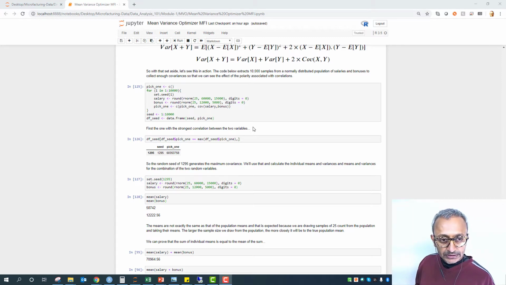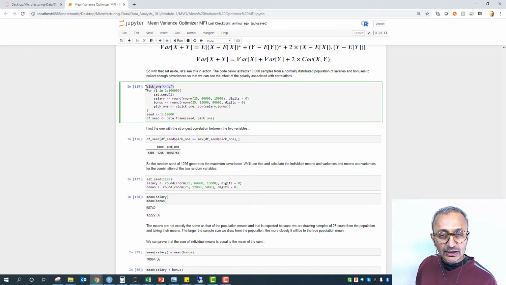Let's say we create an empty list, which you're going to do in Python later on. And let's say we run this 10,000 times, where you create a distribution of salary, 25 at a time. Let's say you get a sample with 25 items, with the mean as 60,000 and standard deviation as 15,000. That's how you can create a distribution. Let me show you what it looks like.